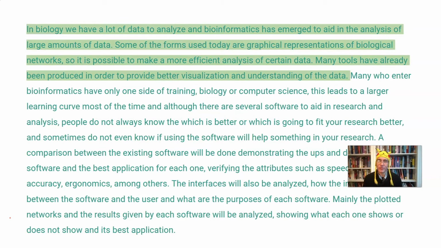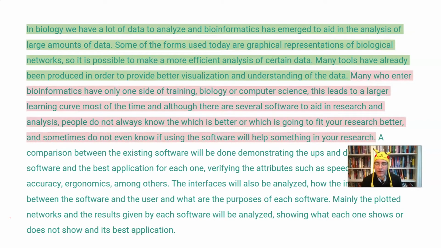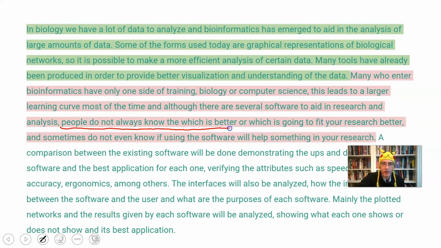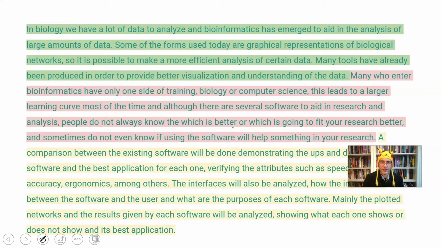So you do have what appears to be a kind of territory in this green part here. And then after that first highlighted part, you have what might seem like a kind of move, because you have this: people do not always know which is better. So maybe this is some kind of gap. And then you have the authors talking about what they're going to do, which is comparing some software, analyzing the interfaces, and so on.